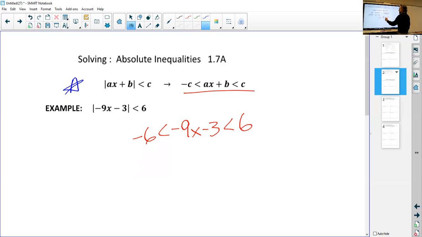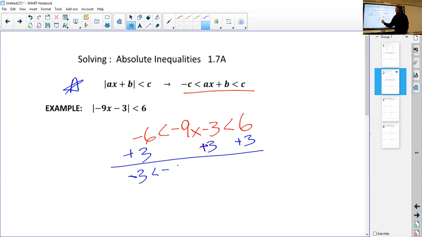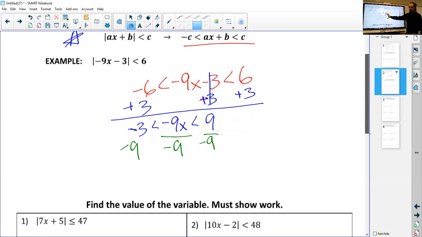So if we want to get this x in the middle by itself, we would do plus 3 on the left and on the right. So negative 6 plus 3 is negative 3, less than negative 9x, less than, these will cancel, 6 plus 3 is 9. Okay? And then to get that x by itself, we're going to divide everything by negative 9. And remember, our rules for inequalities have not changed. If you divide by a negative number, you still need to flip the signs.